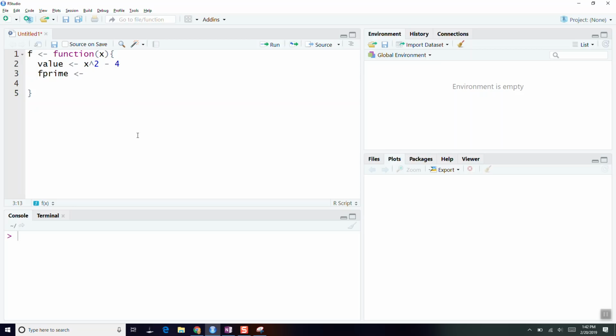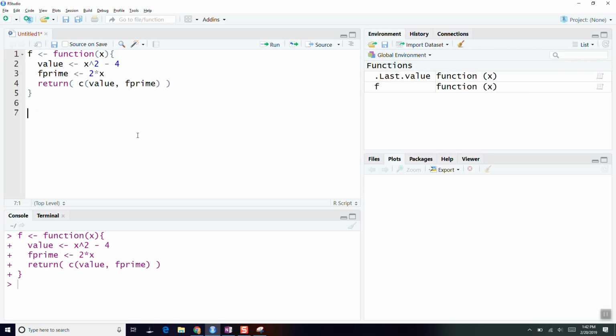And what is the derivative of x squared minus 4? Should be easy, right? 2 times x, okay? And what it's going to return is we're going to just combine these two things. We're going to return the value and the derivative, f prime. Okay? So if I plug in, say, x equals 10, it's going to give me back two values, okay?